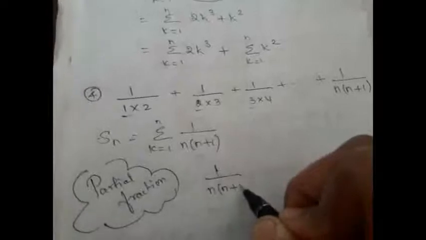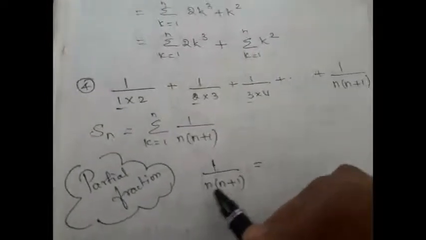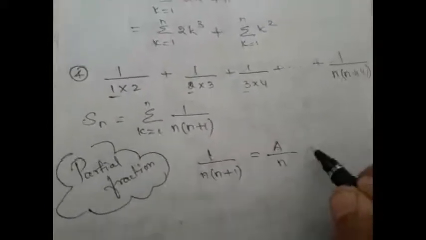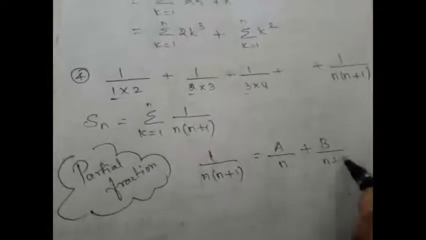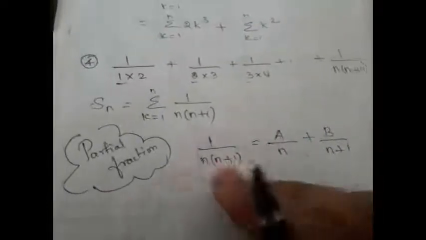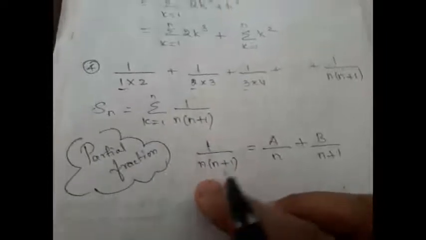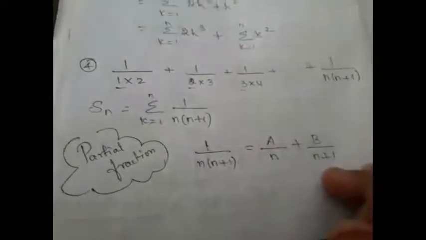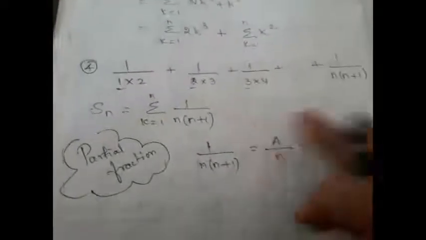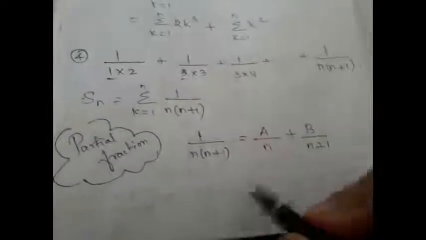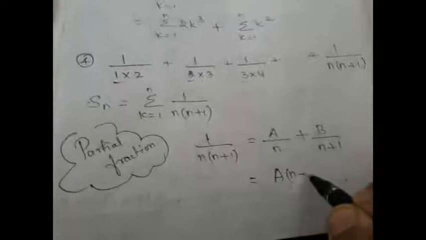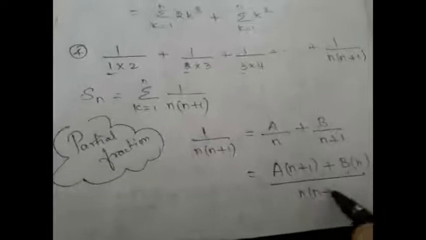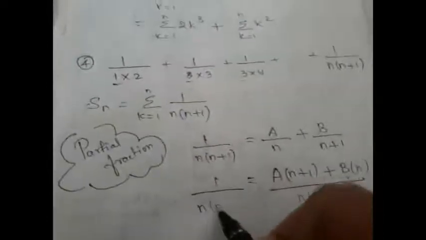1 by n into n plus 1 is your question, and when you have two different factors in the denominator, you can write this as a by n plus b by n plus 1. This is the procedure of partial fraction. If you have 2 or 3 distinct factors in the denominator, it can be written as a by the first factor plus b by the second factor. Now our aim is to find what a and b are. How can we find this? Now take LCM. This will become a into n plus 1 plus b into n divided by n into n plus 1. This side 1 by n into n plus 1.